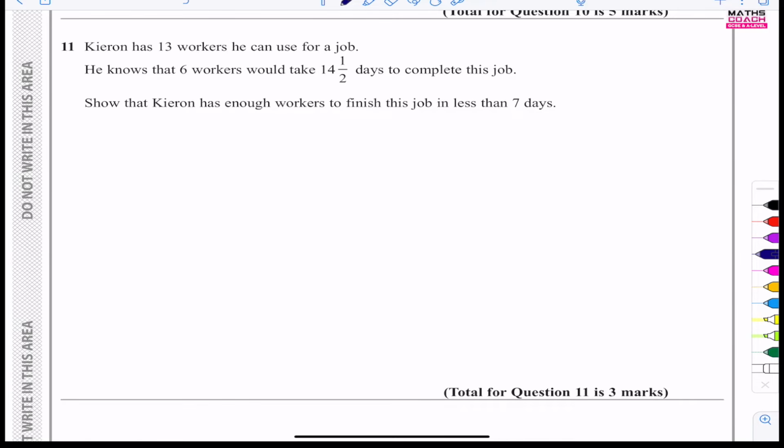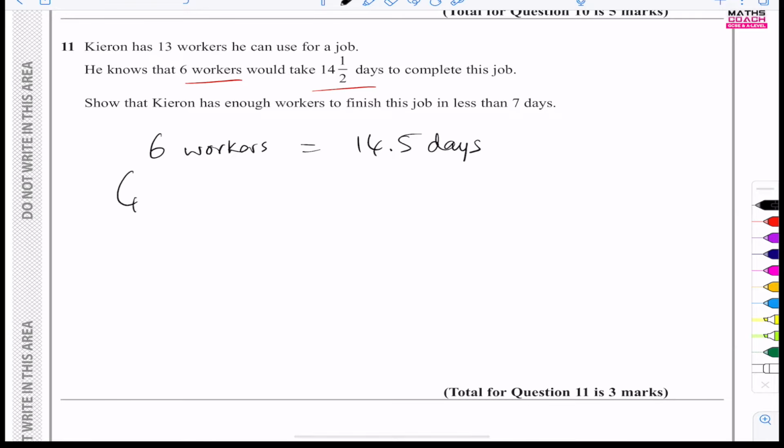How I like to show my students how to start these questions is to write down the facts. So what do we know? We know 6 workers take 14.5 days. So 6 workers take 14.5 days. Now, let's find out what 1 worker takes. So what does 1 worker take?